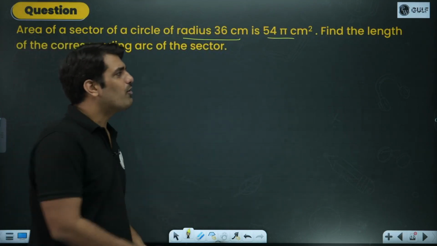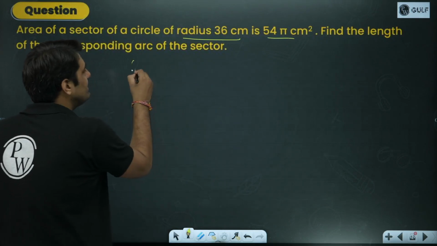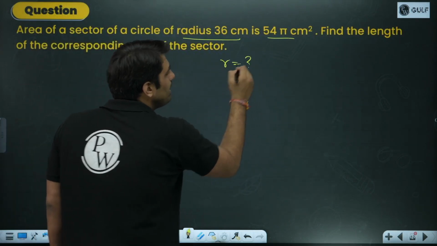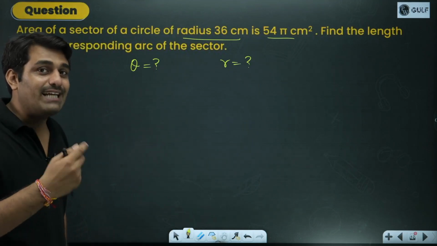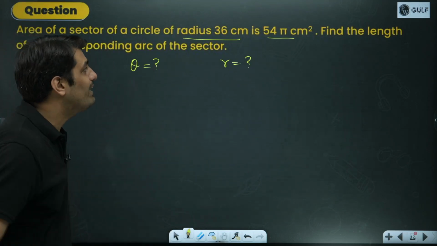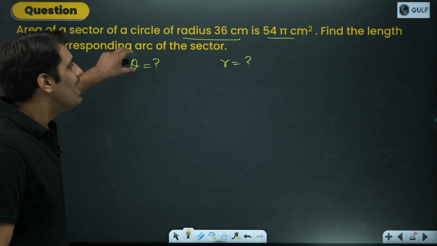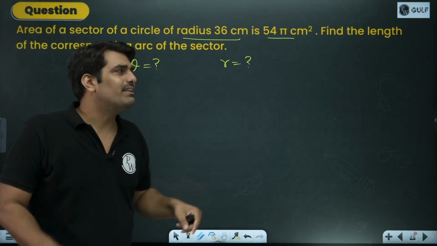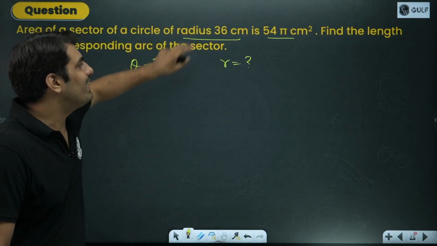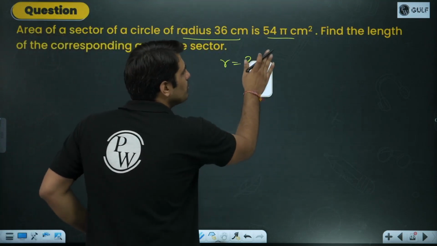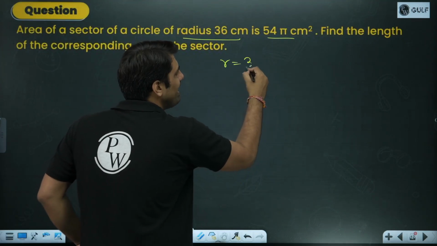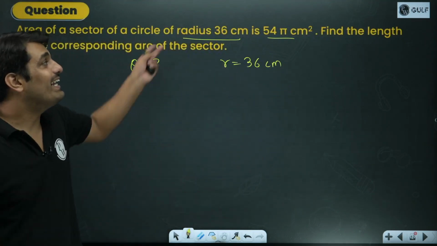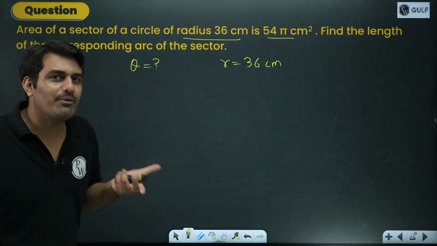So for the arc, what are we interested in? We are interested in theta. I want the theta value, I want the radius value. This is the second category of questions we calculated in the case of sector. Theta and radius have to be calculated from the given information, and it's a very simple thing. The radius is already given to me as 36 centimeter. Only theta is missing, and the area of the sector is given to me.